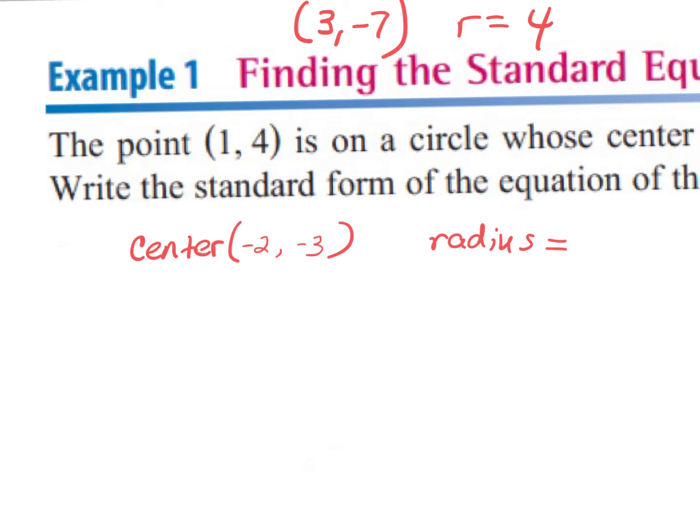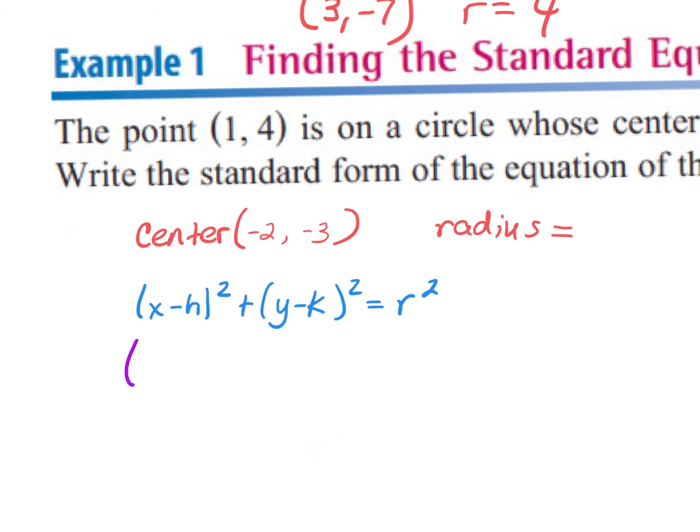Do I have the radius? No, so let's find it first, right? Your standard form of an equation is x minus h squared plus y minus k squared equals radius squared. You guys with me? Now we're trying to find r. They gave me an x and y value that I can use, and they gave me the h and the k. What is the x value that they gave me to use? 1. Correct, 1. That's my x value. What is the h value that they gave me?